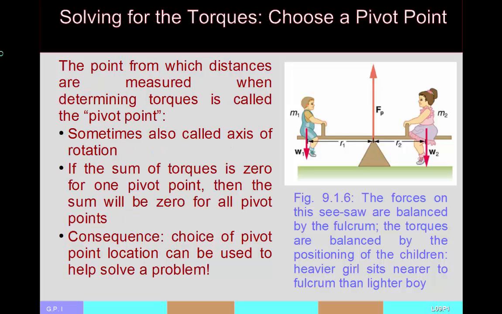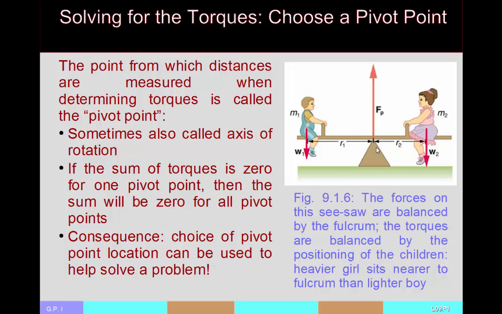When solving for torques, one thing that you have to do is choose what your pivot point or axis of rotation is going to be. If you have a system which is actually balanced, then the sum of torques acting on that system will be zero at all points. So it doesn't matter where you choose your pivot point to be for the system, as long as it's balanced, you will always get the sum of torques being equal to zero.